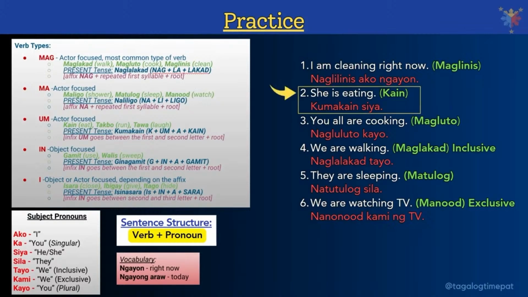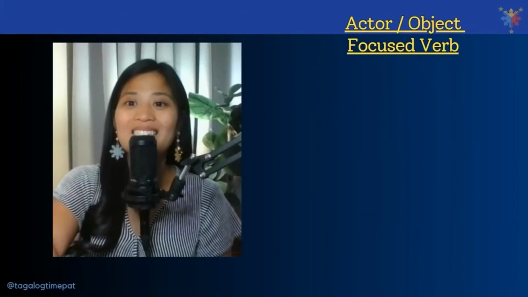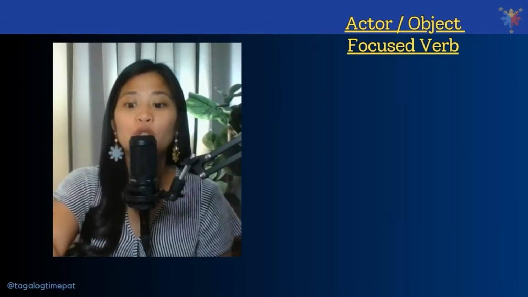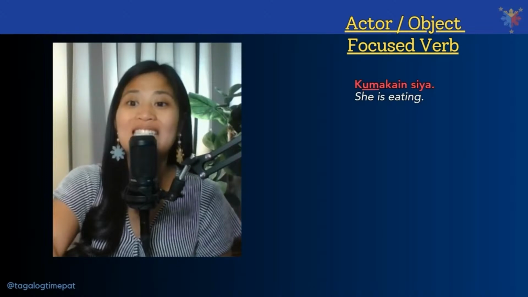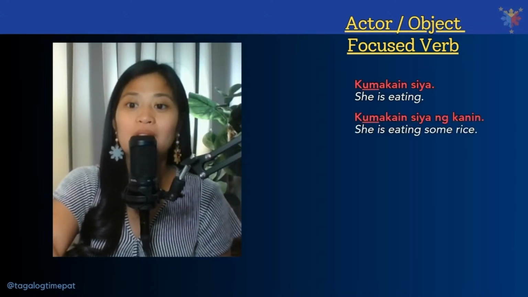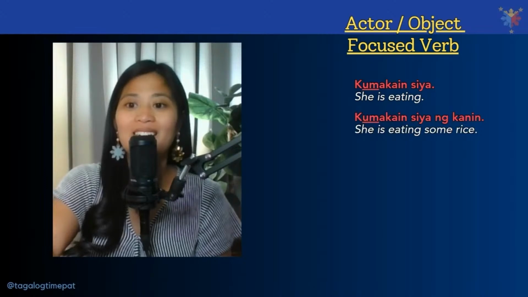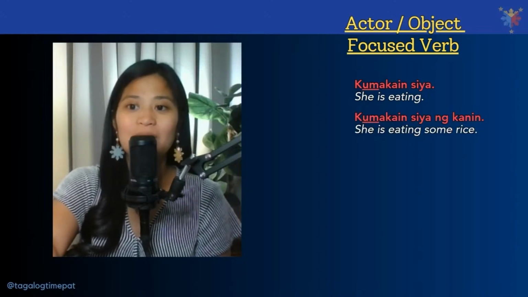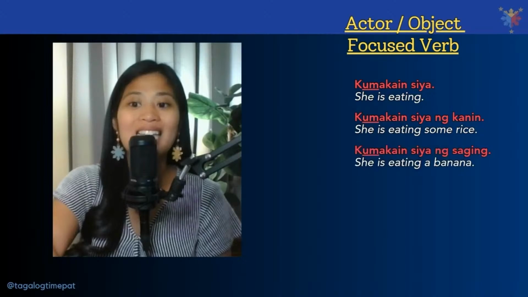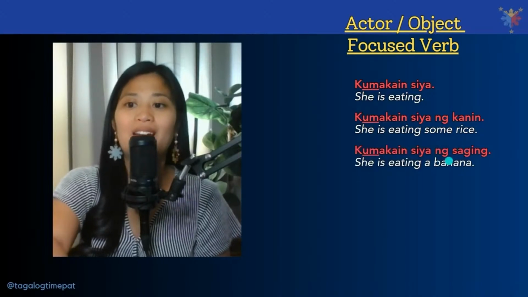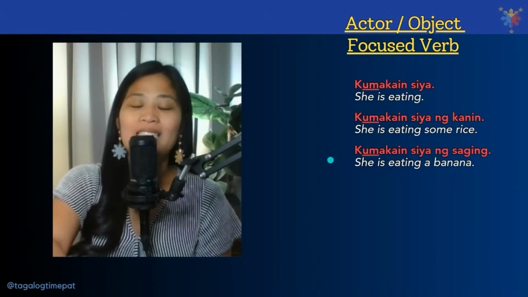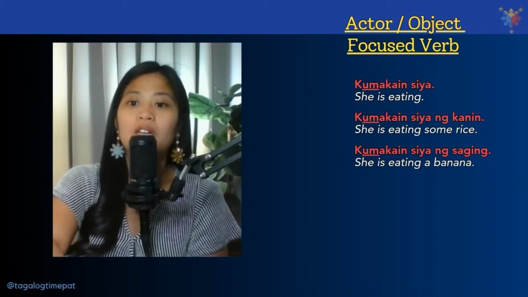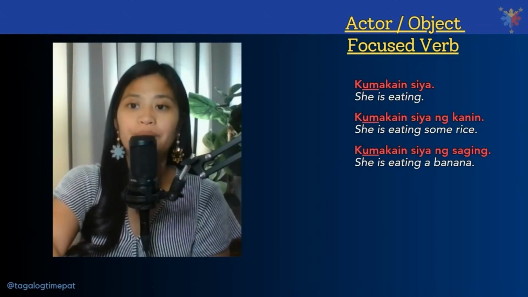Now I want to take a look at this phrase, she is eating. Kumakain siya. Kain is a good example of a verb that can be actor or object focused. So we just learned kumakain siya. She is eating. But you could also say kumakain siya ng kanin. She's eating some rice. Or kumakain siya ng saging. She's eating a banana. So ng can mean some or a thing.